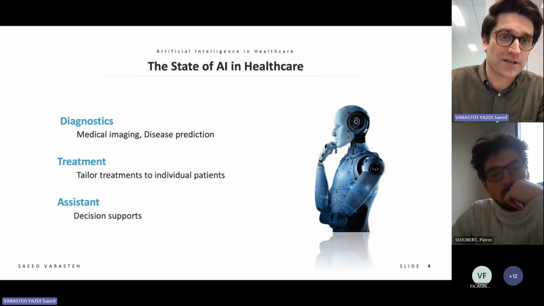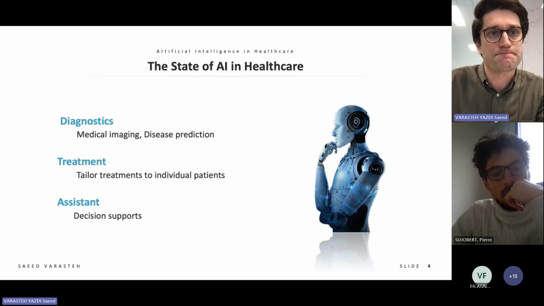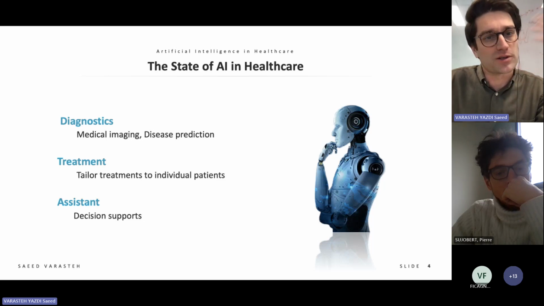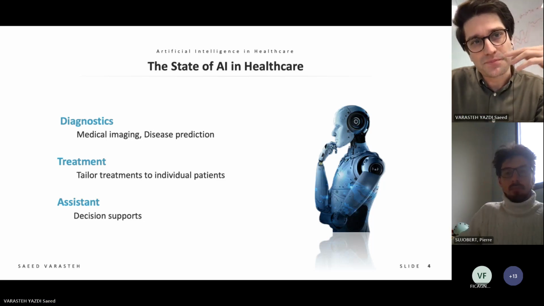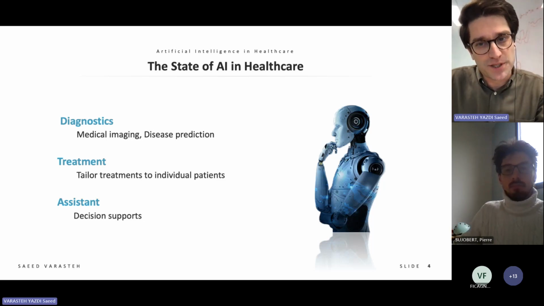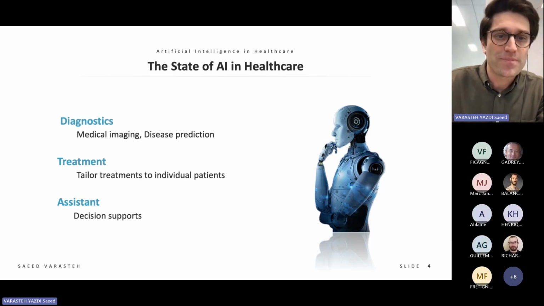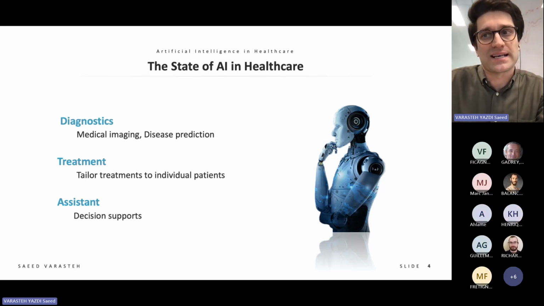Or we have some advances of deep learning, advanced deep learning models in medical imaging, analyzing MRI images, CT scan images, radiology images, and so on. We can also have them in treatment, especially personalized treatment based on patients' historical data. And of course, as assistant systems.